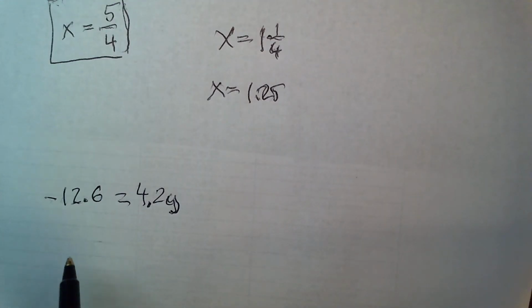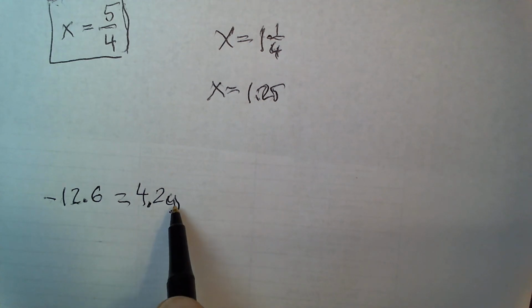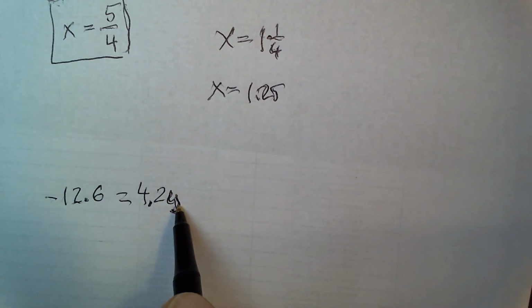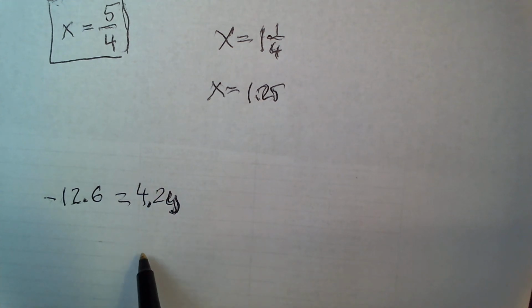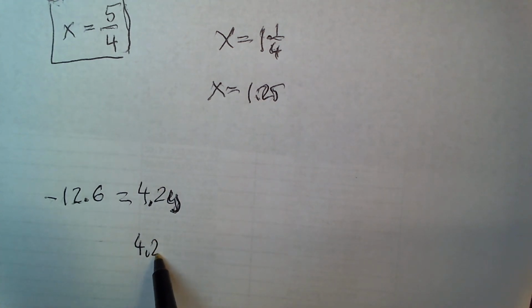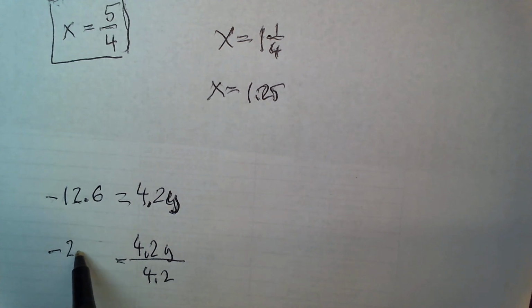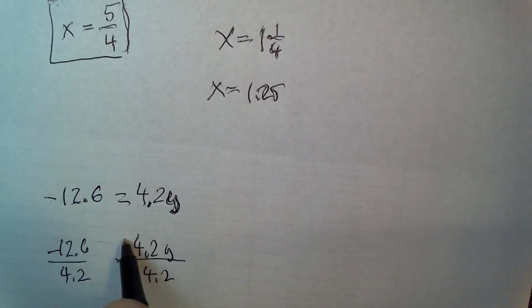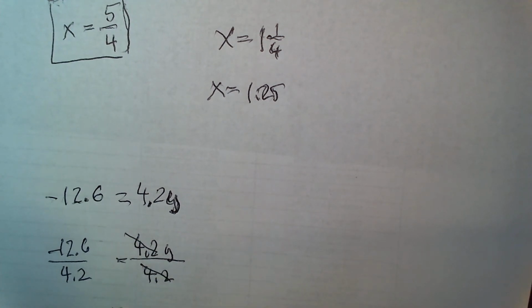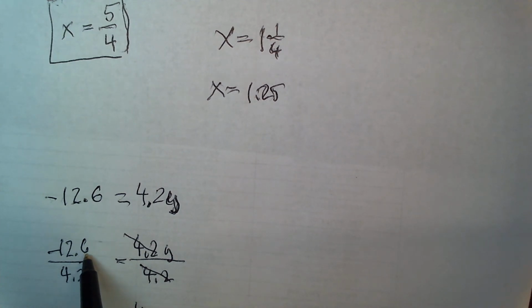Let's look at this equation. Minus 12.6 equals 4.2y. So here our variable is y. And again, to isolate the variable, we want to divide both sides by the coefficient of y, which is 4.2. And so here we have minus 12.6 divided by 4.2. So on the right side, the 4.2's cancel, and we have only y. And on the left side, we have minus 12.6 divided by 4.2, and that is equal to -3.